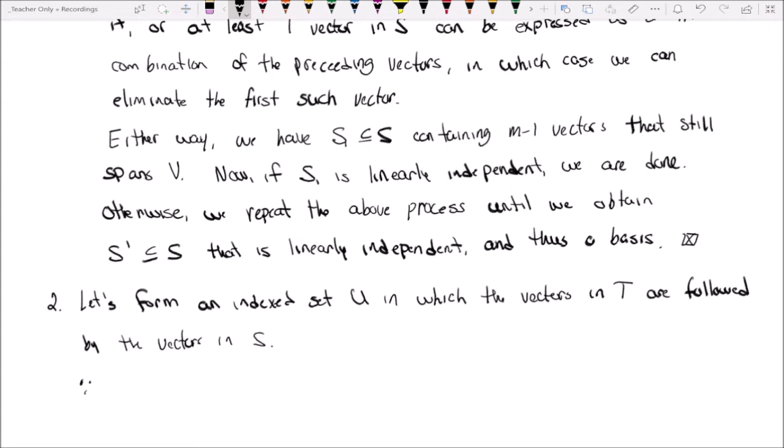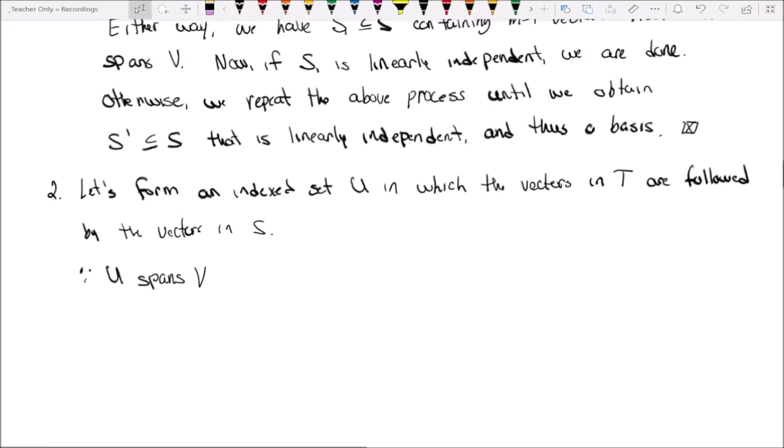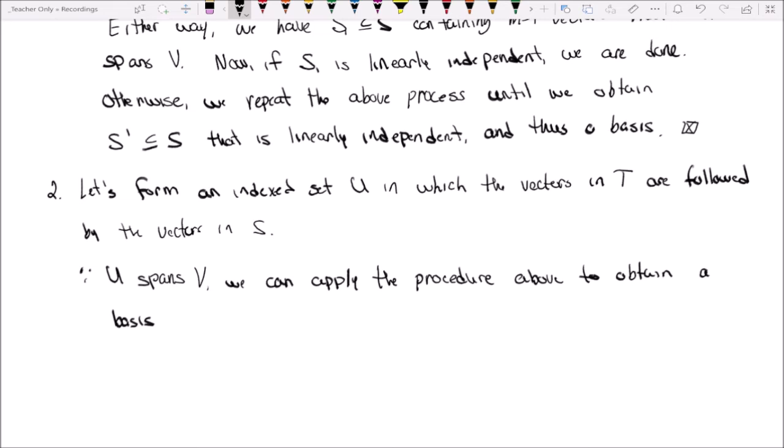Now, since U spans V, it has to because we just entered our spanning set into it, we can apply the procedure that we just went over. This will give us a basis U prime of V. Now all we have to do is show that all of the vectors in T are still in U prime. So we didn't eliminate any vectors in T. That's what we have to do.